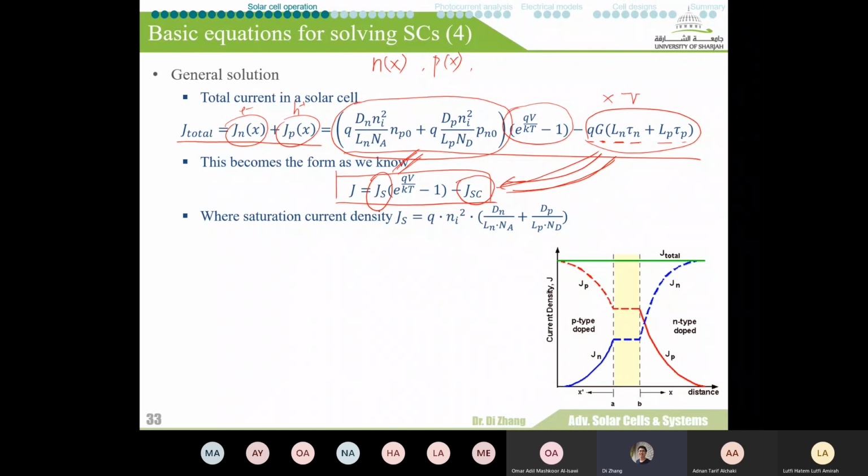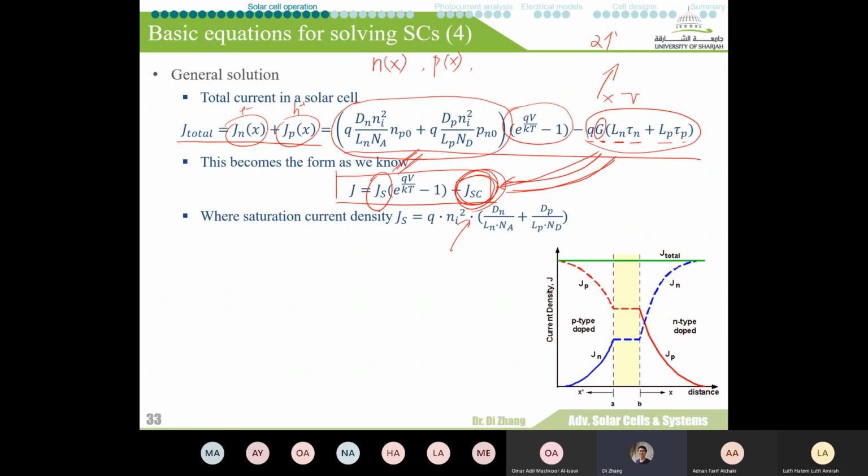For instance, if we focus on the J short circuit, you can see that it's proportional to the generation rate. So the more generation you have, for instance the higher absorption coefficient you have, then the generation will become larger, and therefore the J short circuit is going to become larger, right? This fits with our perception. If you have a better absorber, then you can potentially generate more short circuit current density.